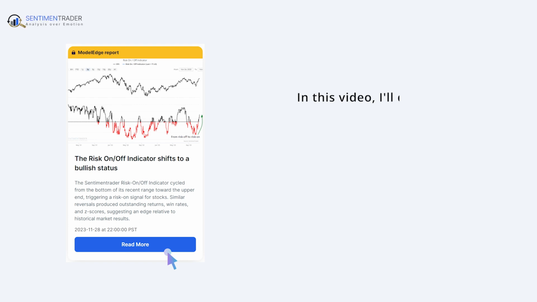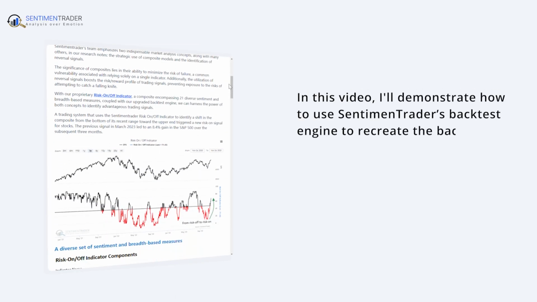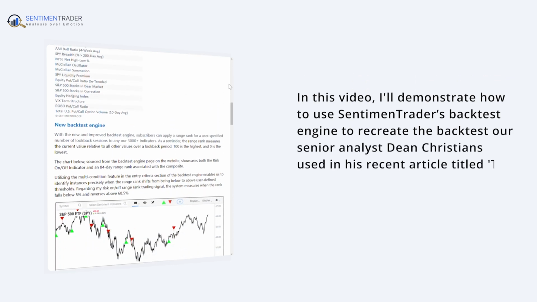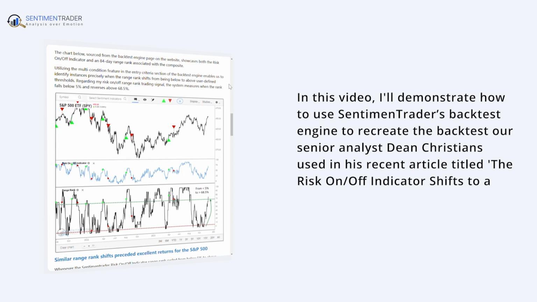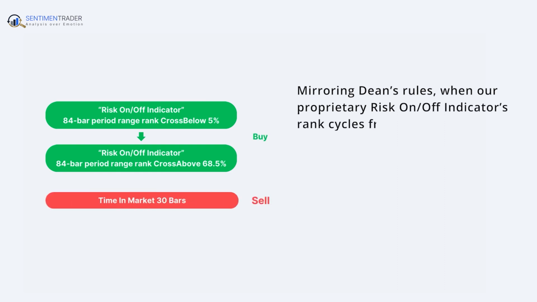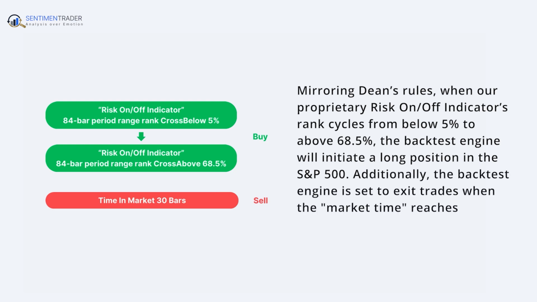In this video, I'll demonstrate how to use Sentiment Trader's backtest engine to recreate the backtest our senior analyst Dean Christians used in his recent article titled "The Risk On-Off Indicator Shifts to a Bullish Status." Mirroring Dean's rules, when our proprietary risk on-off indicator ranks cycle from below 5% to above 68.5%, the backtest engine will initiate a long position in the S&P 500. Additionally, the backtest engine is set to exit trades when the market time reaches 30 bars.